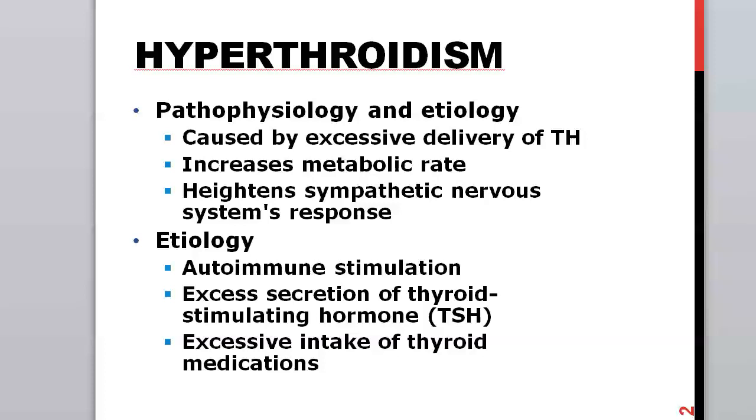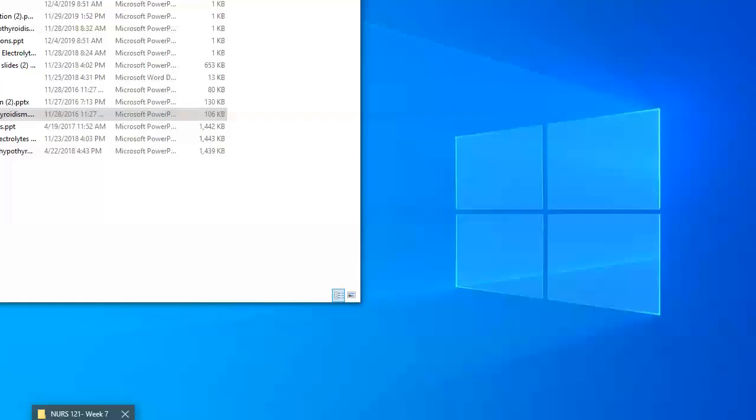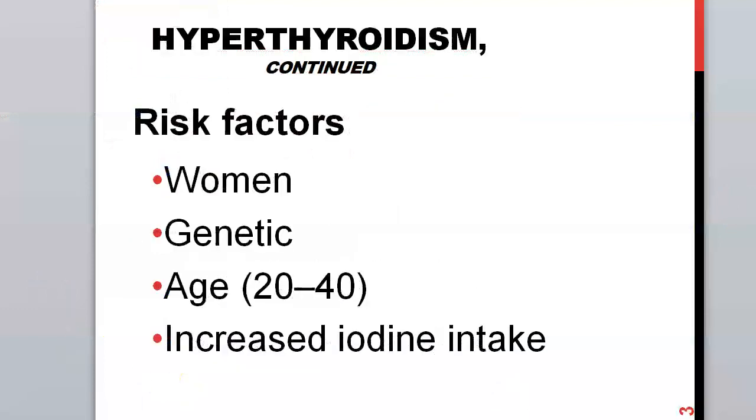So let's look at who's at risk for developing hyperthyroidism. So women are definitely at an increased risk for hyperthyroidism, being about 8 times more likely than men to develop hyperthyroidism. Genetic factors play a role, such as the family history, especially if someone in the family has a form of hyperthyroidism known as Graves' disease. And other factors may be increased iodine intake and being between the ages of 20 and 40 years of age.